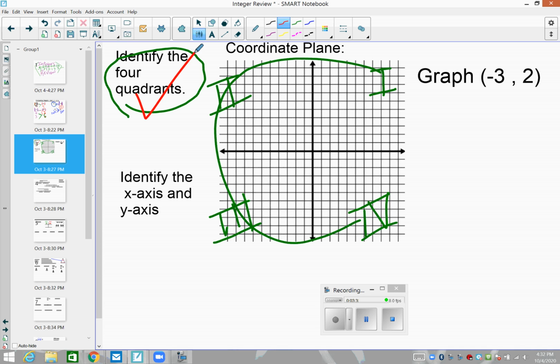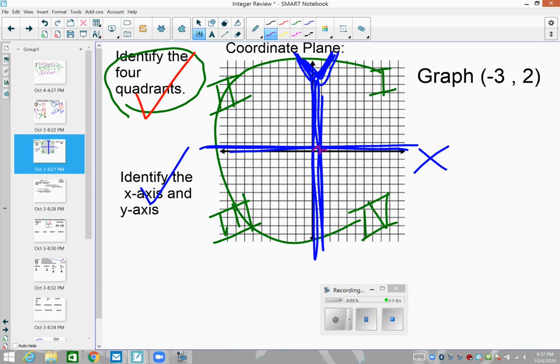Done, the 4 quadrants. Identify the X and Y axis. We said the YMCA. If we do the YMCA song, we'd put our hands up in that Y formation. That's my Y axis. Then by default, this has to be my X axis. Check. Of course, we talked about that this right here was the origin. That was important to us. And then finally, the review of how do we graph a coordinate on the coordinate plane.